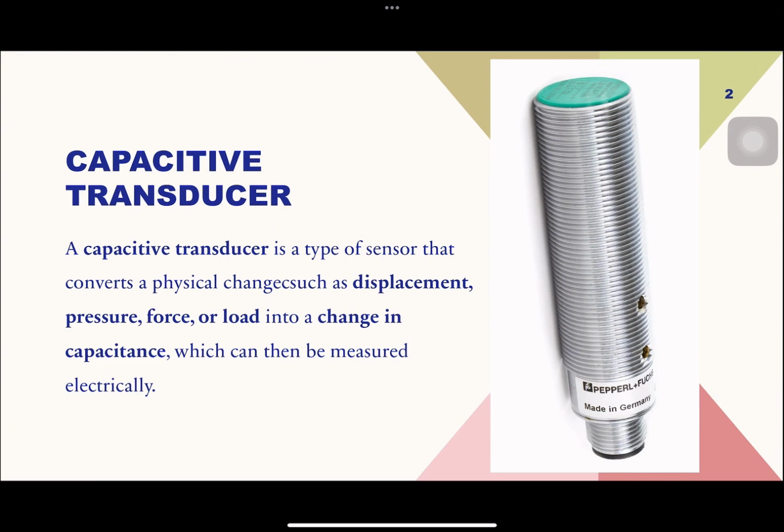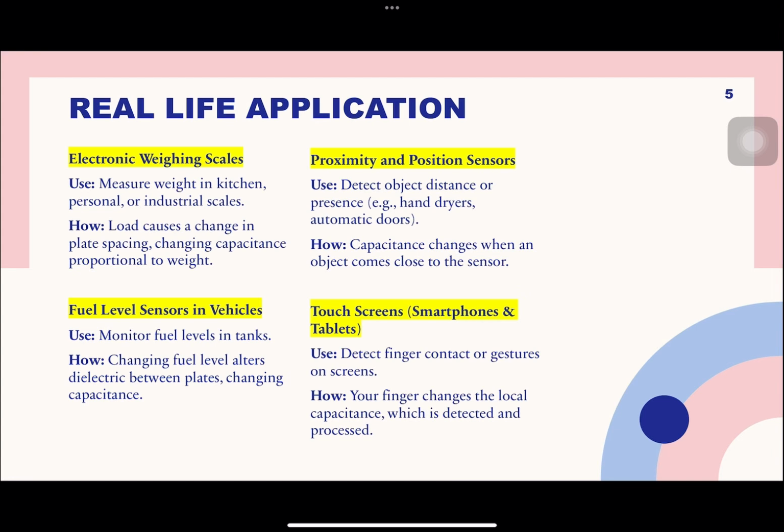The working principle is based on the formula C equals epsilon times A over D, where C is the capacitance, epsilon is the permittivity of the dielectric, A is the area of overlap between plates, and D is the distance between the plates. So, as the distance D decreases, say from applying force, the capacitance C increases.